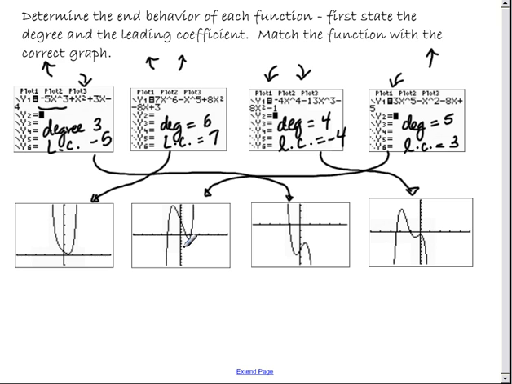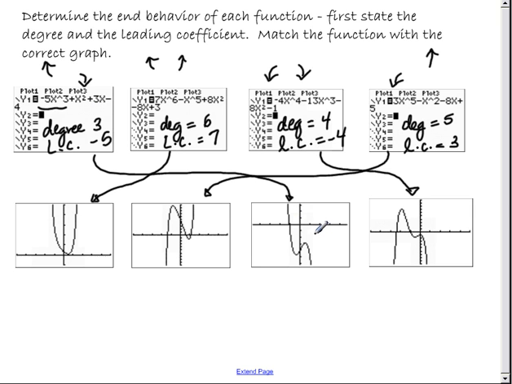Like this function here has a degree of 5. Notice it crosses the axis 1, 2, 3 times. This function here has a degree of 4, and it crosses 2 times. Degree of 6 really only touches 1 time. And a degree of 3 touches 1 time.